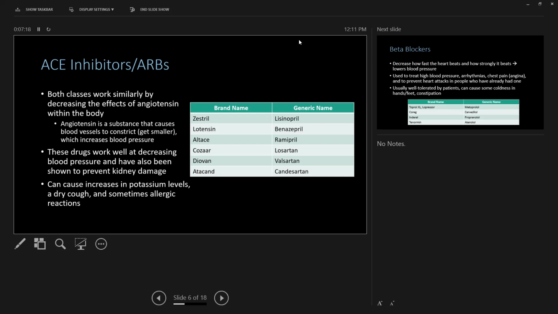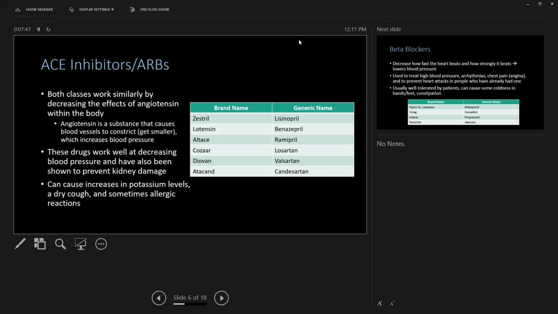So once again, generics are all listed on the right and the brands are on the left. And how these drugs work is they basically block the effects of a hormone called angiotensin within our body. So angiotensin gets released and it causes blood vessels to constrict or kind of get smaller, which obviously increases blood pressure. So all of these drugs work by blocking the effects of angiotensin within the body.